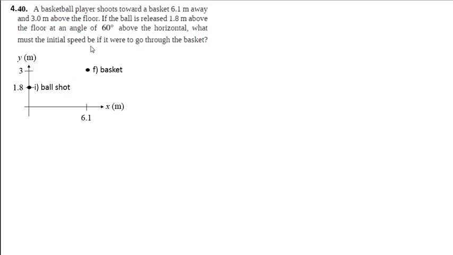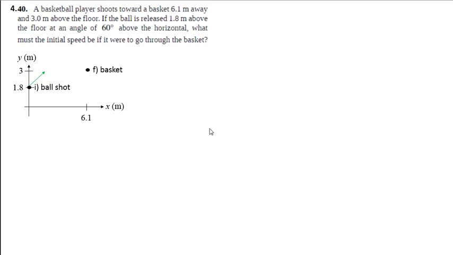So it's going to be shot from that initial height, and I also know that it's shot at an angle of 60 degrees. So this vector is going to be pointing upwards, and the angle with the horizontal is going to be 60 degrees. So we want to know what's the initial speed if it makes it into that basket.